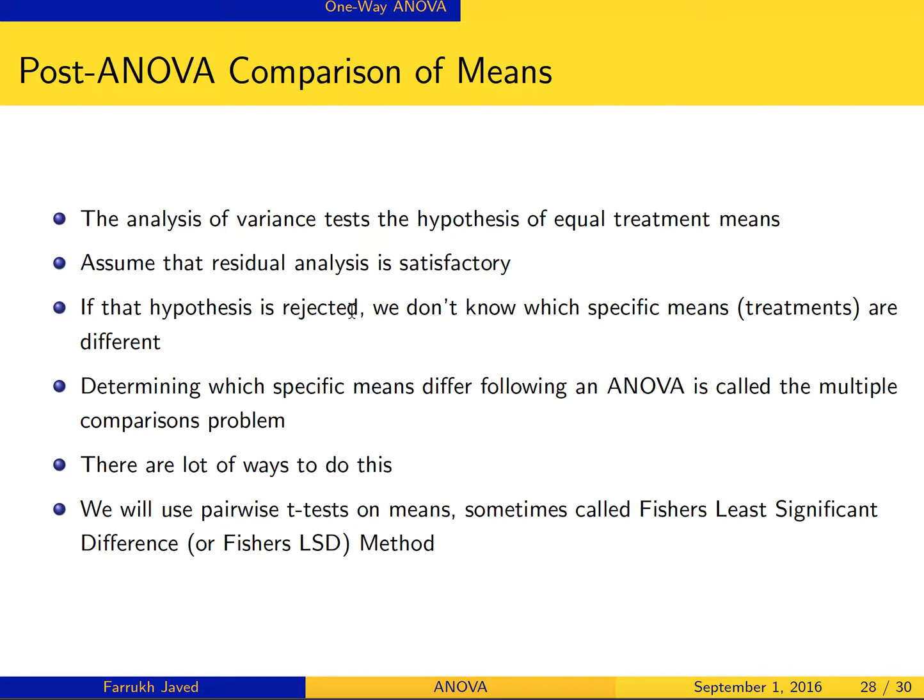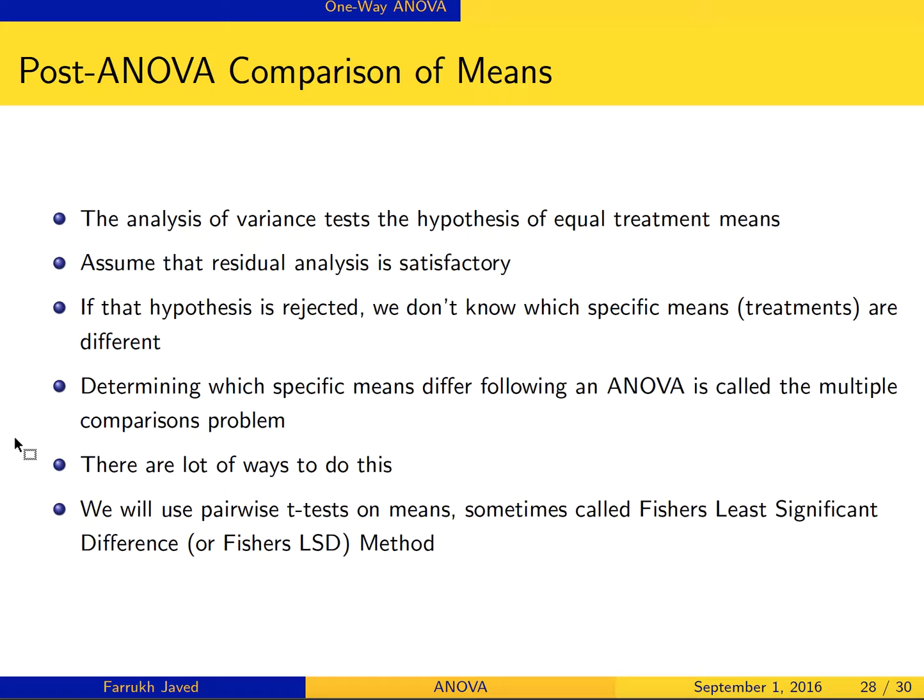And if the hypothesis is rejected, we don't know which specific means are different, because there were lots of means involved. We say that they are not all the same, but we wanted to know which of them are more different compared to the others. So determining which specific means differ following an ANOVA is called the multiple comparison problem.